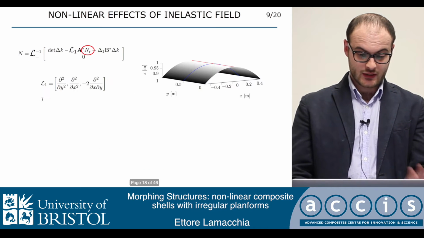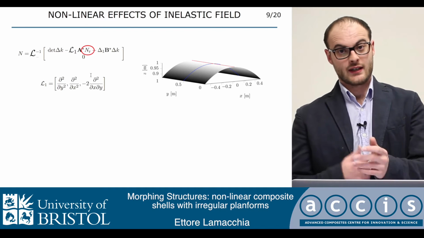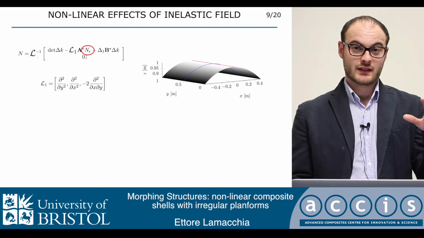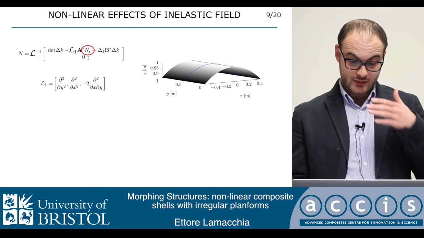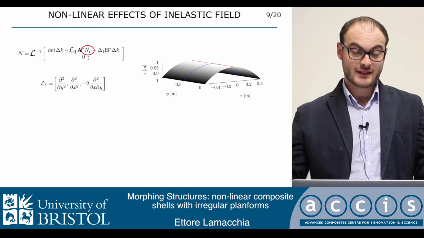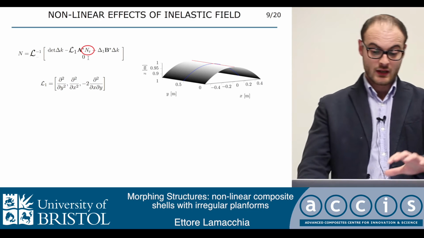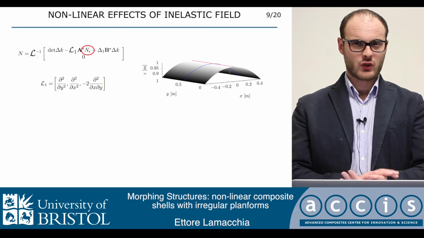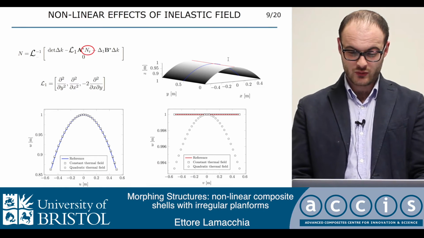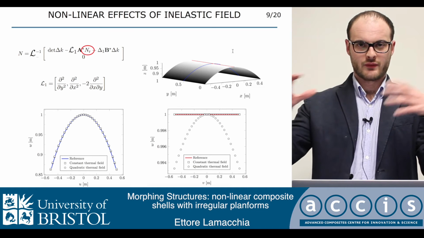It's interesting to observe that in the differential operator L, L1 is a second order differential operator in X and Y, which means that when it's applied to the external inelastic field, the Gaussian curvature does not change if the external field is constant or linear in X and Y. And we can visualize this by considering an isotropic cylindrical shell and tracking the displacement of the two cross-sections, the blue and the red one, under the action of a constant or quadratically varying thermal field.